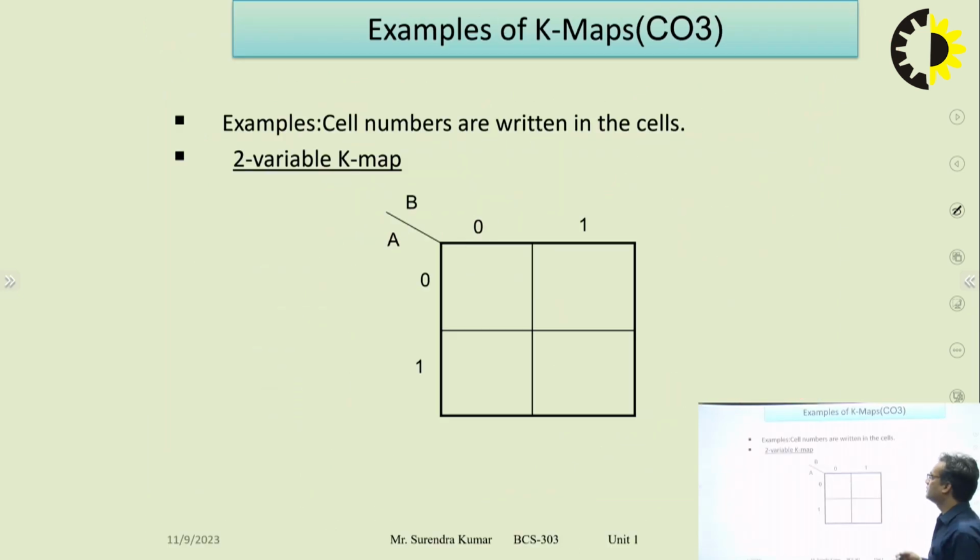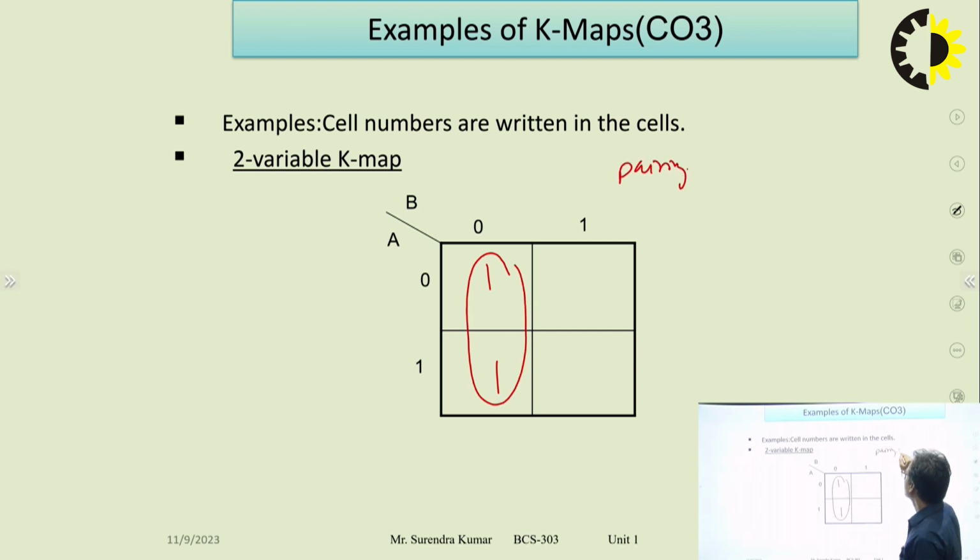For example, you have a 2 variable K map and you are given values 1, 1 in this way. So you can easily combine it with the help of pairing. These expressions will be written by seeing which variable is not changing. You will write those variables. So here A is changing from 0 to 1, but B is not changing. So the expression for this is B bar, because B is 0, B complement.